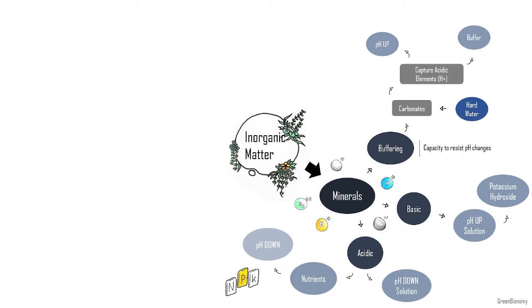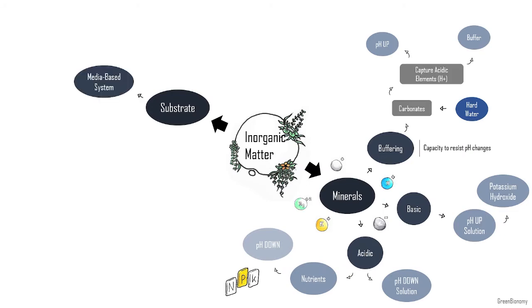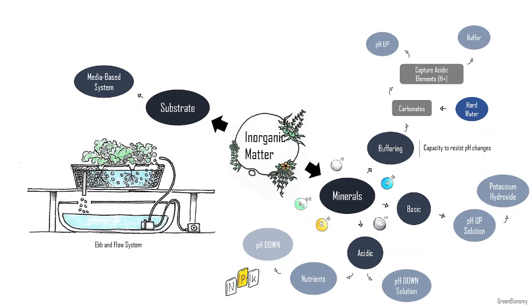Now, the other big thing you want to keep an eye on is the substrate you use. This is important for media-based systems where the plants grow directly in the substrate. For example, the ebb and flow system is a media-based system. This substrate is made of various minerals. So as we have just seen, the minerals can make the pH go down or up and provide a buffering capacity. This is why to test the pH in a media-based system, you need to test the water coming out of the bed, also called the leachate, as well as the one in the tank, since they might be different.